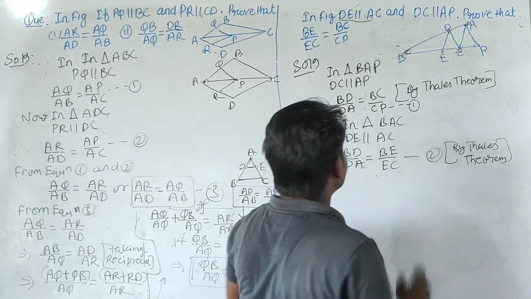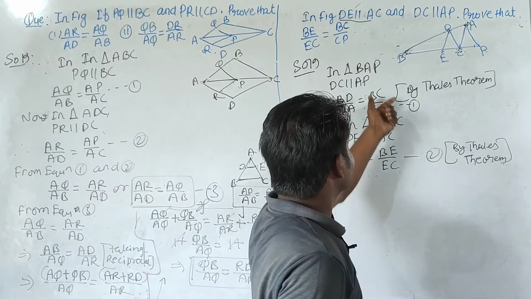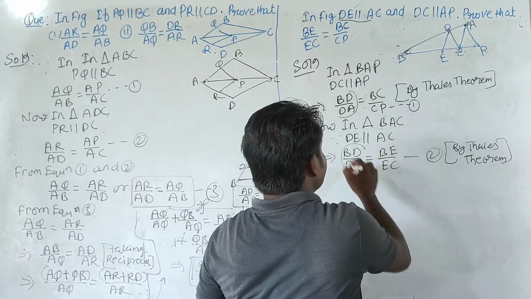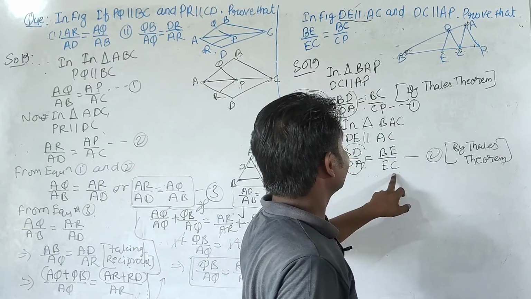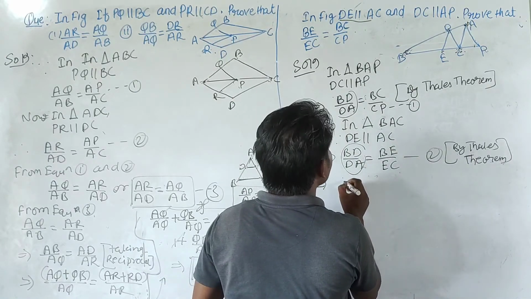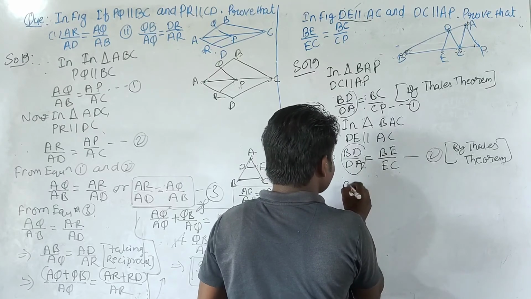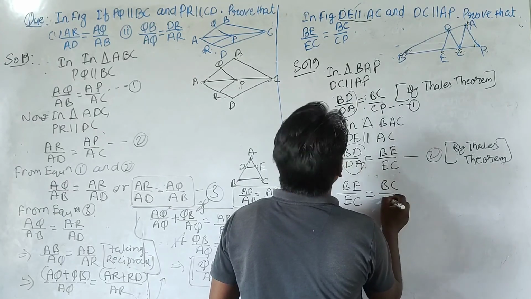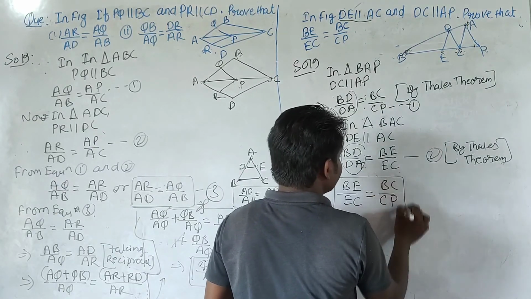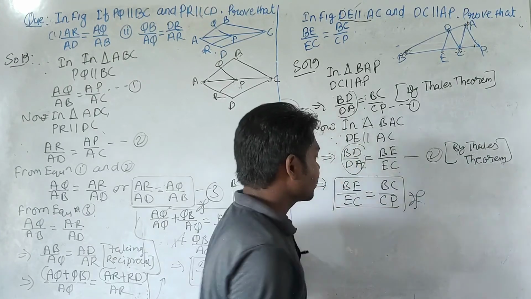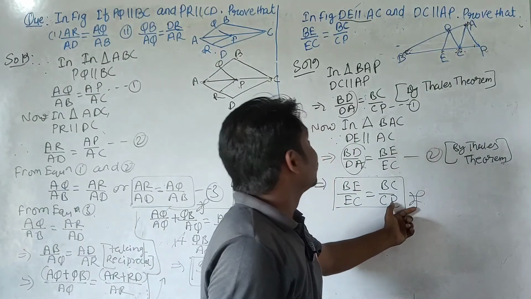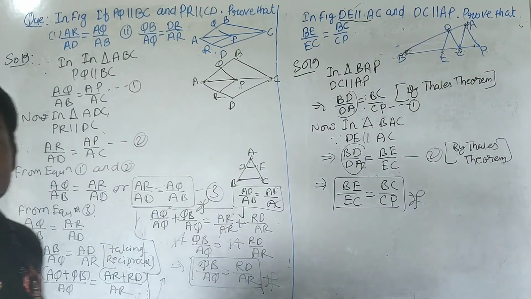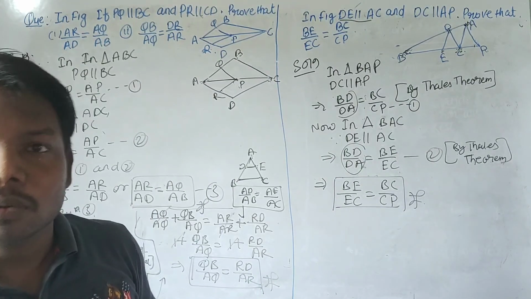So from equations 1 and 2, because BD by DA is equal to BC upon CP and BD by DA is equal to BE upon AC, and the left hand sides of both the equations are equal, the right hand sides will also be equal. So this implies BE by AC will be equal to BC by CP, according to the question. So this is the result that I have proved. I hope everybody understood this problem very well. Then goodbye, have a nice day.